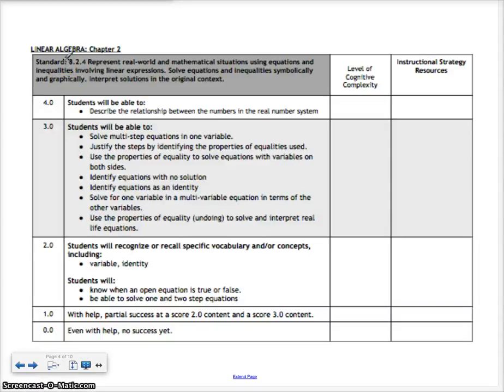Right, we have spent the last couple days on this first formal bullet, solving multi-step equations. We've done justifying steps, we've used properties of equalities. We're getting to this tomorrow. Today, we are solving variables on both sides. We're doing the third bullet and we're solving multi-step equations with variables on both sides.